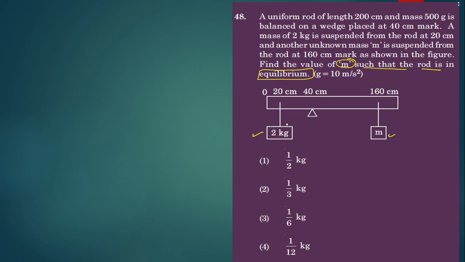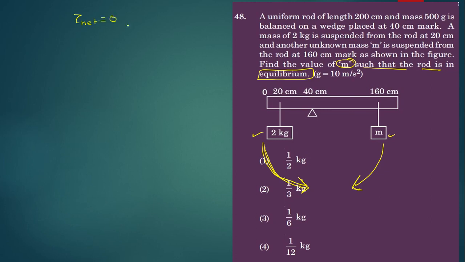What does it mean? It means that this particular mass has the tendency to let the system rotate in the anti-clockwise direction. This particular mass has the tendency to rotate the system in the clockwise direction. But if the system is in equilibrium, it means it is not rotating, which means the total torque or the net torque will be 0. So net torque on the system is equal to 0.